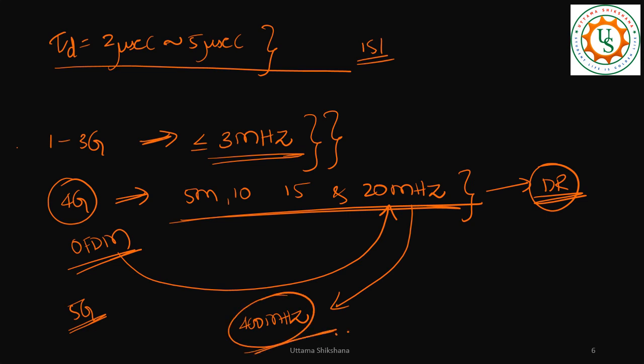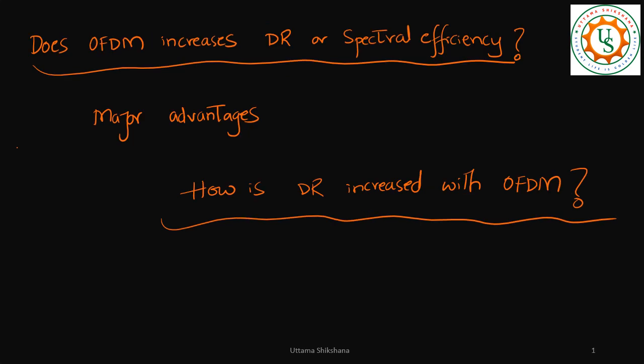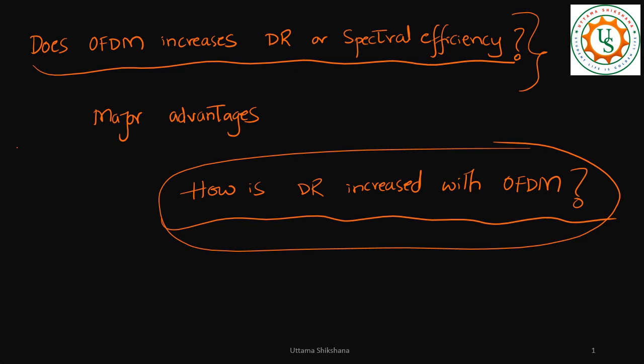I hope you got the clarity in terms of whether it increases the data rate or not, and if it is increasing the data rate, how is it increasing? This also I think we got. Major advantages, yeah, this could be asked in the interviews, right? What are the major advantages? See, in terms of data rate, with respect to a single carrier system, it is really not giving much benefit, but the increase in data rate comes into the picture because OFDM helps us to support higher bandwidth. Okay, that is one major advantage.